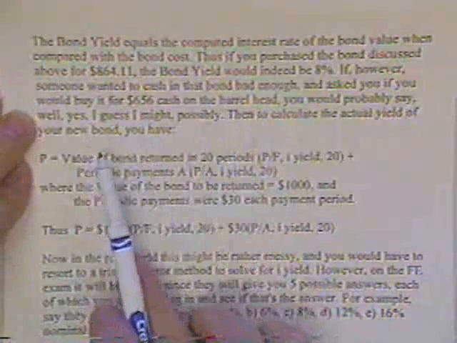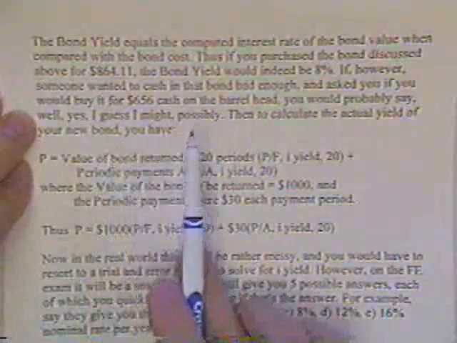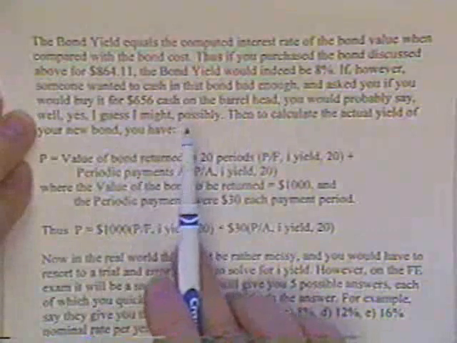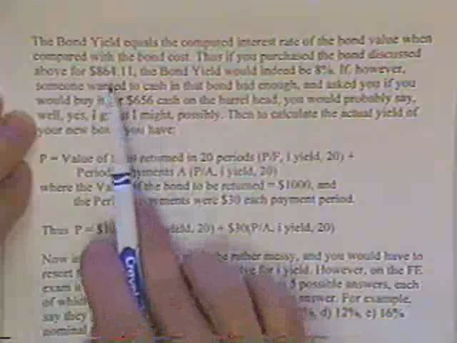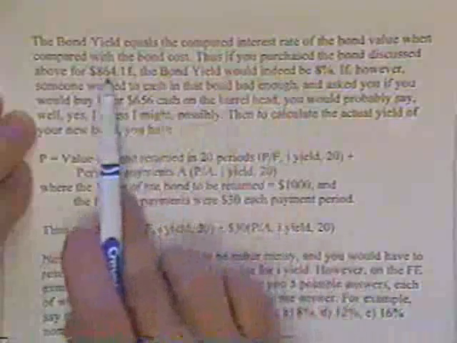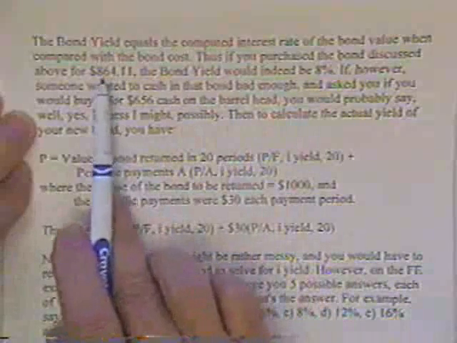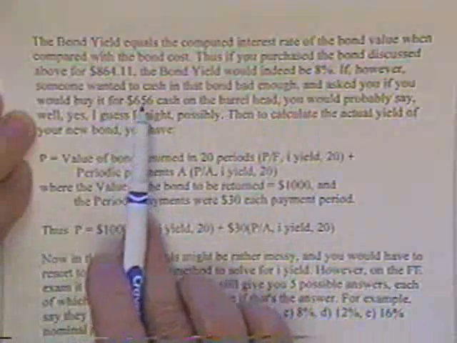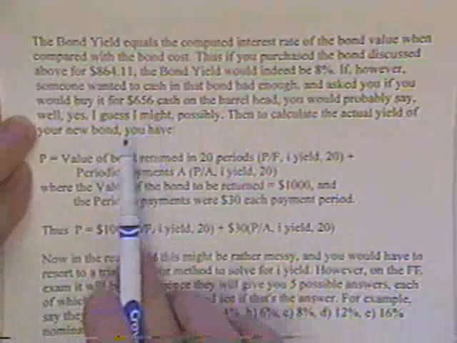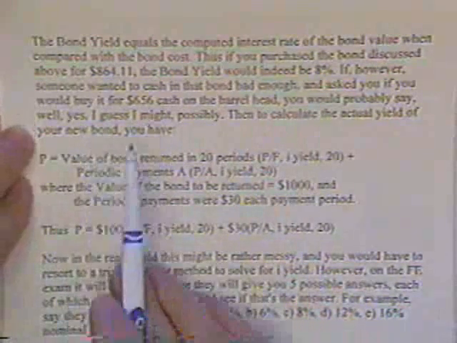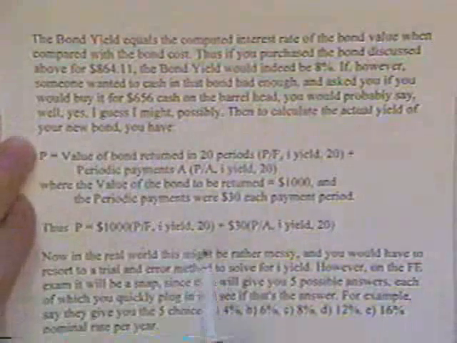You'd probably say, well, yeah, I guess I might, possibly. Well, you know you would, because 8% would only give you this much. You'd only pay this much and get 8%, so you're going to get more than 8%. So let's see what the yield really is of this new bond you just cheated out of this poor old lady.